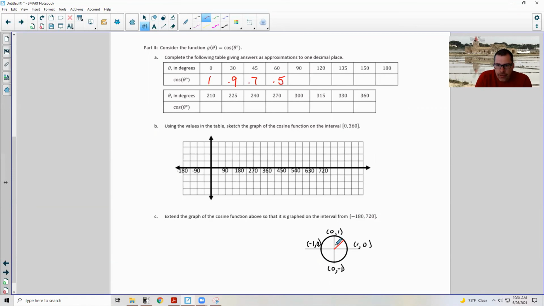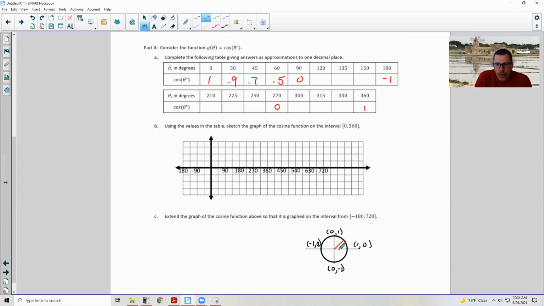And then at 90 degrees, cosine is the x value, that's 0. Okay, at 180, it's negative 1. At 270, it's 0 again. And 360 is equal to 0 degrees, which is 1. So those are those values. And then these just repeat in between.